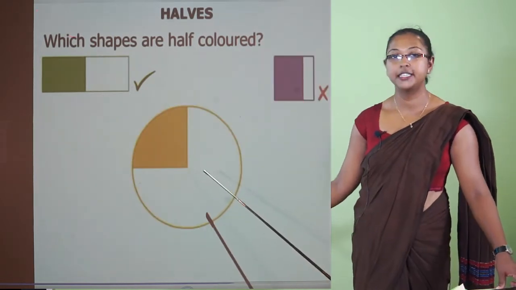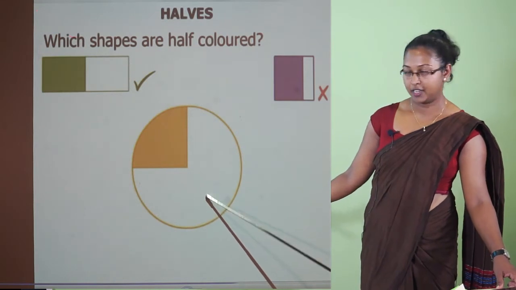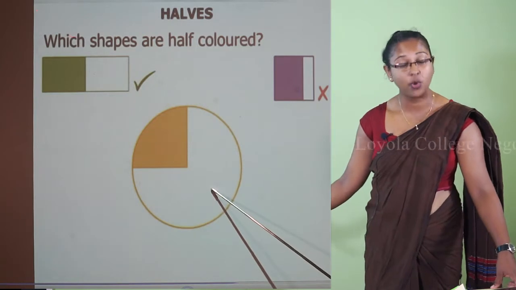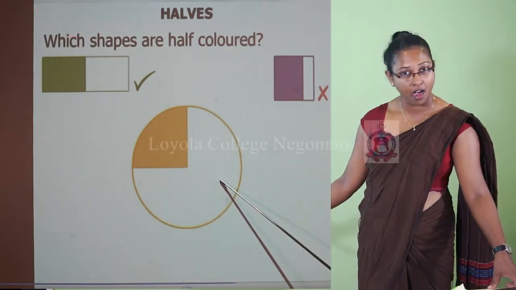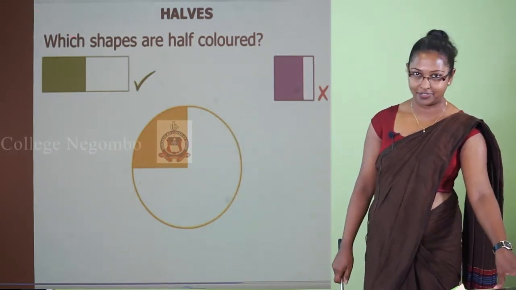And now we got a circle. It's also divided into 2 parts. You can see, Pute, one is small, one is big. Are they equally divided? No. So can we call this one part half? No. So they are not halves.